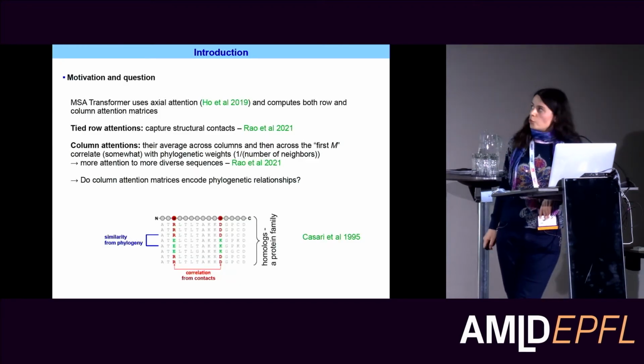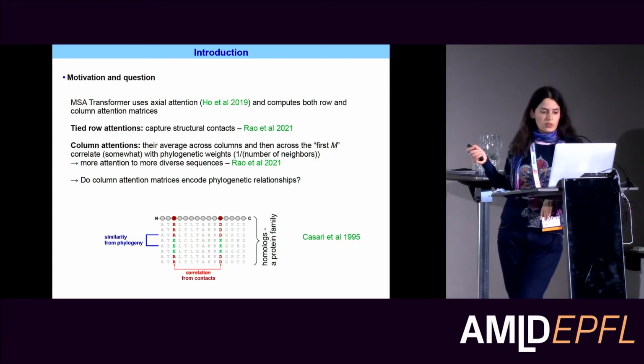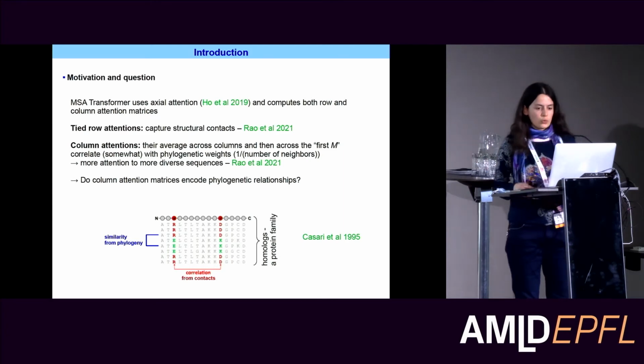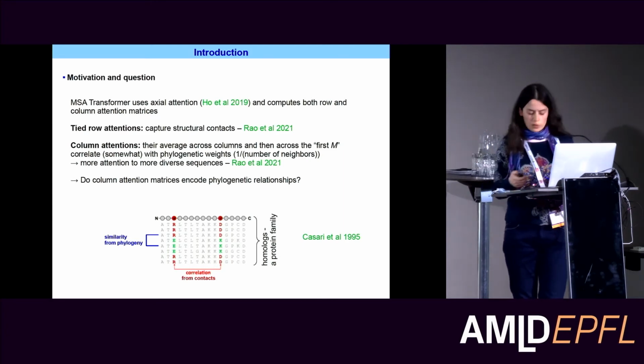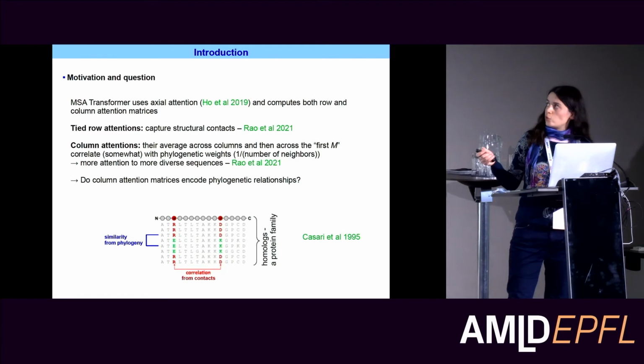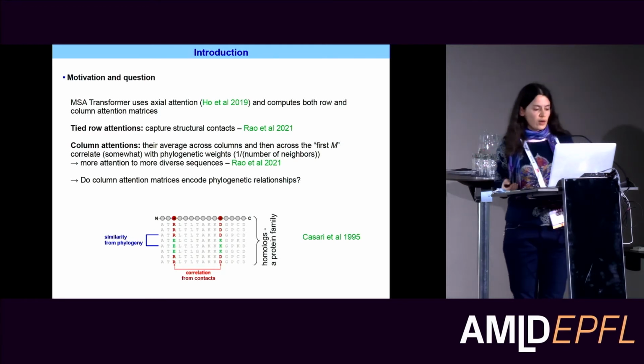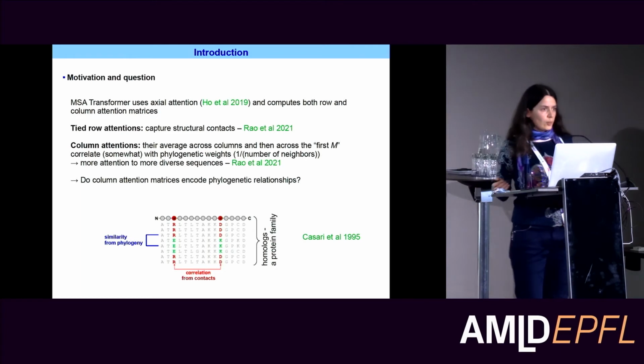Here, to motivate this part, let me tell you that, as I said in the introduction, MSA Transformer uses axial attention, which computes row and column attention matrices, and the tied row attention matrices have been shown to capture the structural context in an unsupervised way. What about the column attentions?